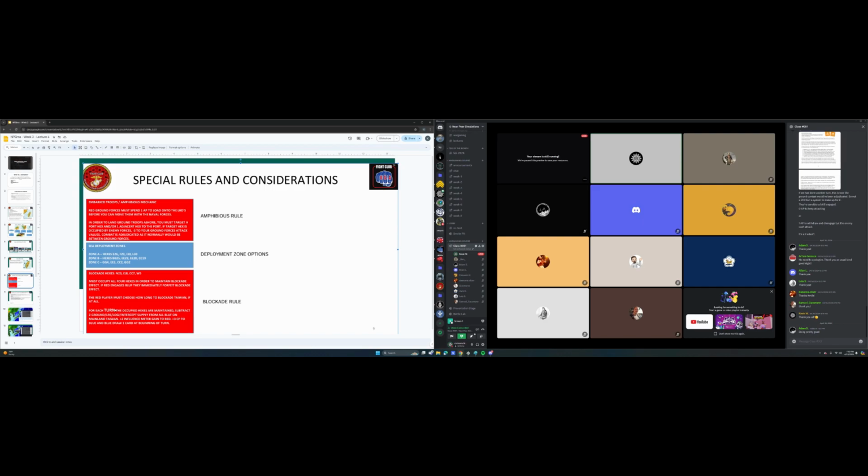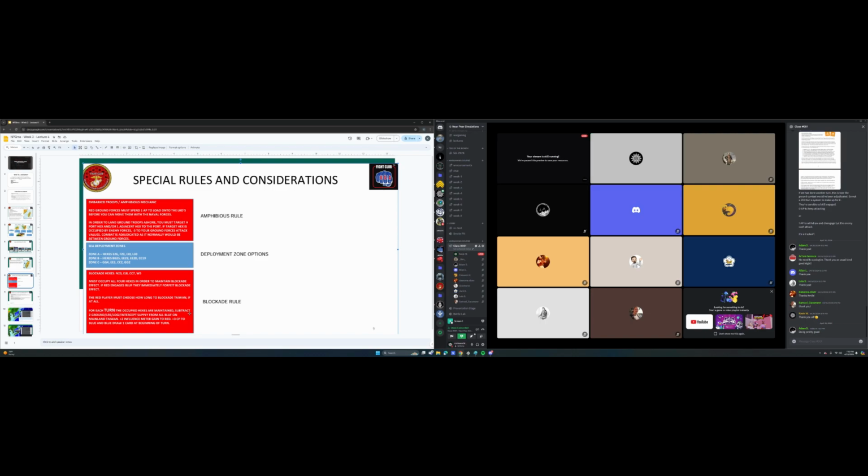We didn't use the influence meter when we played, but the influence meter is kind of a way to abstract that non-kinetic effect and the social populace kind of having... what's the word I'm looking for? Support. Yeah, support for what's going on.